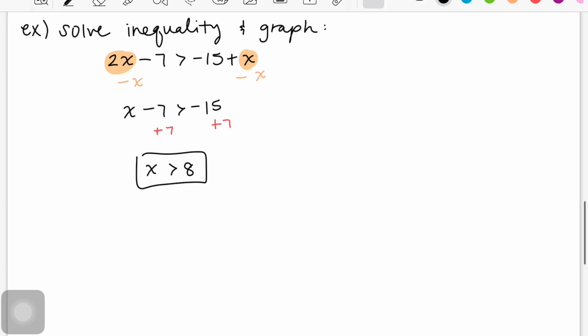All right, and then to graph this, we'll use a number line. Let's say we have 0, 1, all the way up to 8. In this case, x is strictly greater than 8, so we'll use an open parenthesis, and then it'll be all x values up to infinity. So that's what it would look like graphed on a number line.